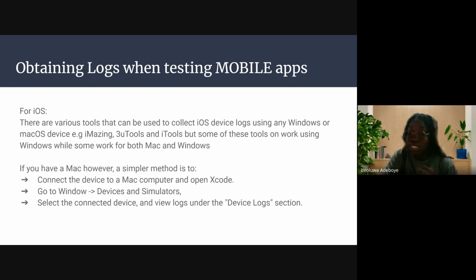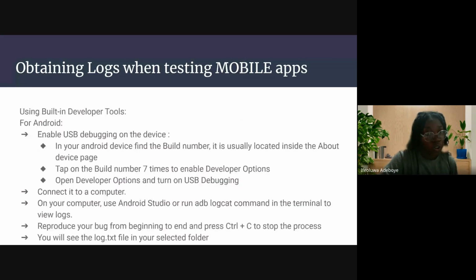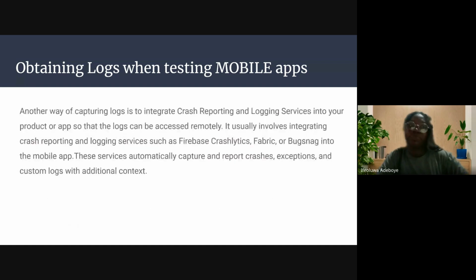You just connect the device, open Xcode, then go to Window and you see Devices and Simulators, and you view logs and device logs. So that's if you have a Mac and you're trying to test on iOS. The process for Mac and iOS is quite simple, but for Android it is quite long. A lot of the time you would have to be testing on Android because I think more people build Android apps, so it's good to have knowledge of both Android and iOS.